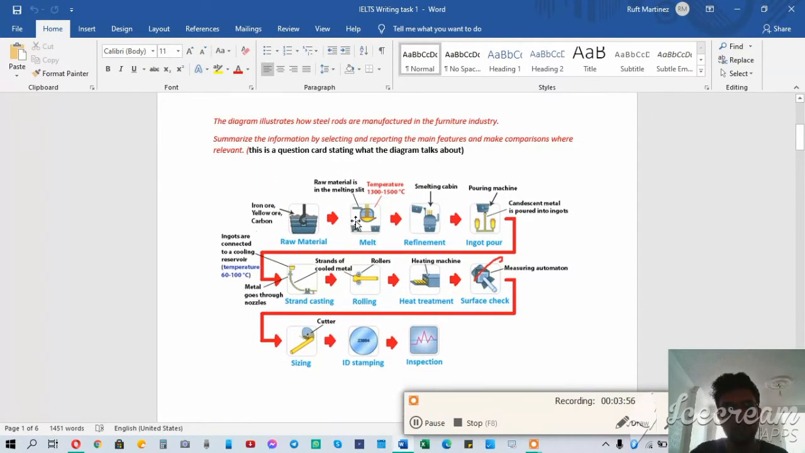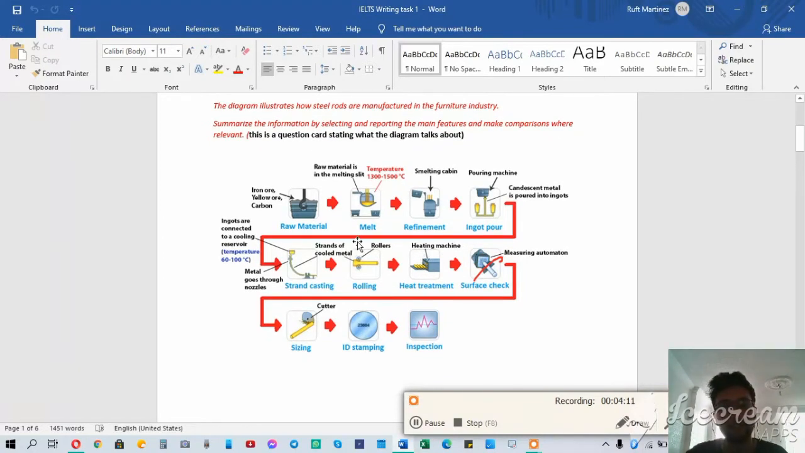And it's okay if you don't know what a steel rod is, or if you don't know the meaning of any word within the diagram. You don't need to know all the words shown in the diagram. You just have to describe the process in your own words. So generally, there are stages in the diagram.